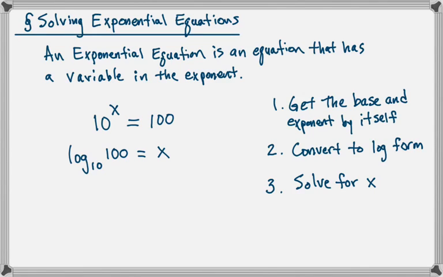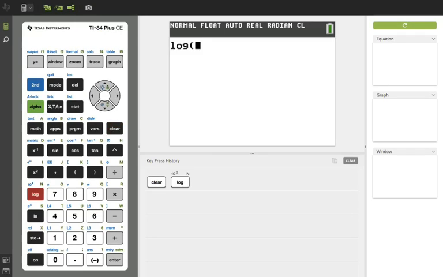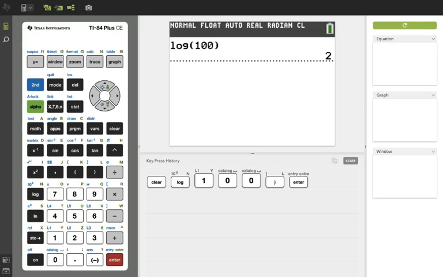You can put that on your calculator, or if you know that 10 is the base right here, it goes in there twice, multiplied. So this answer would just be 2. The answer for this one, of course, is 2. If you wanted to check that on your calculator, you certainly could. If you just type in log of 100 and then hit enter, it will tell you that it is 2.